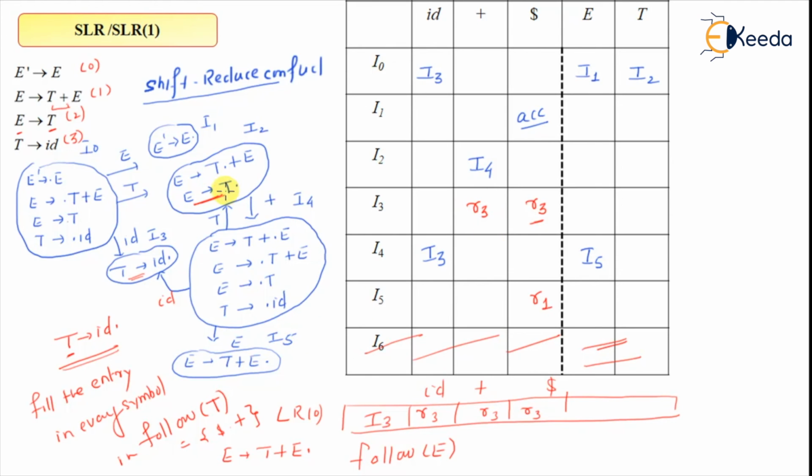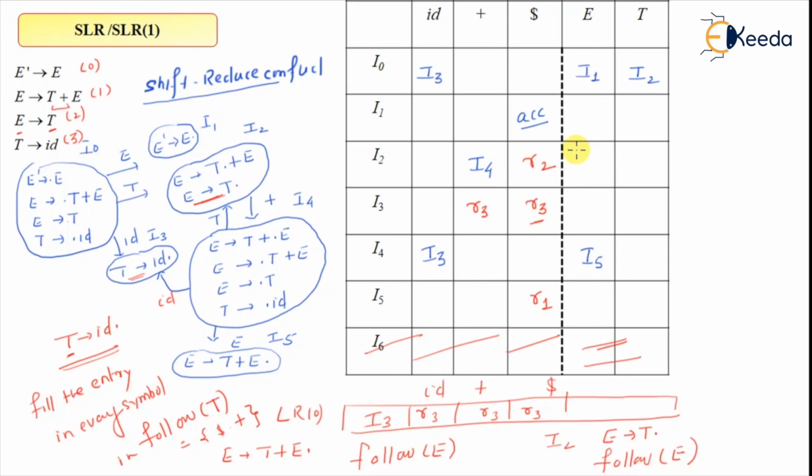Now E derives T dot is the problematic state, and it is present in I2. So where will we fill the entry? The simple answer is the Follow set of E. What is Follow of E? It is only a dollar. So in I2, in the dollar column, I am going to write R2, the number for E derives T dot.